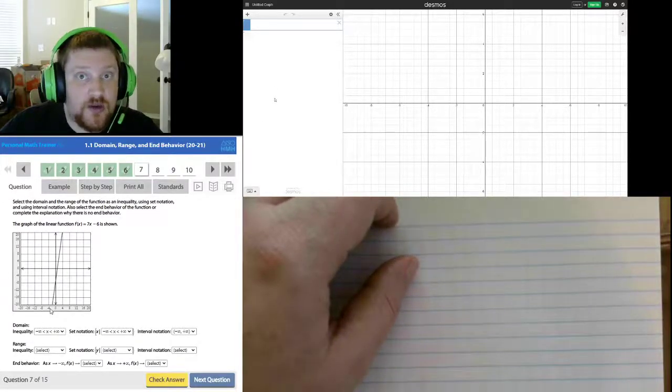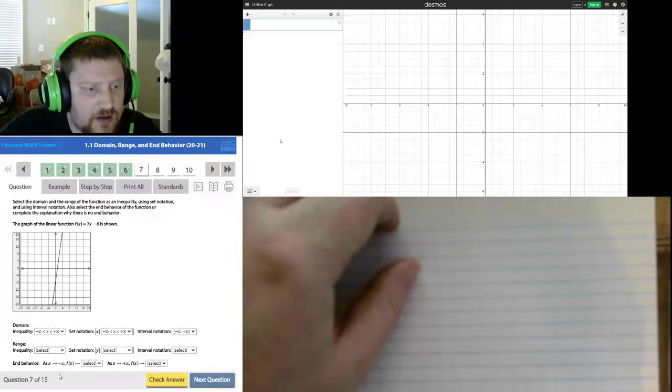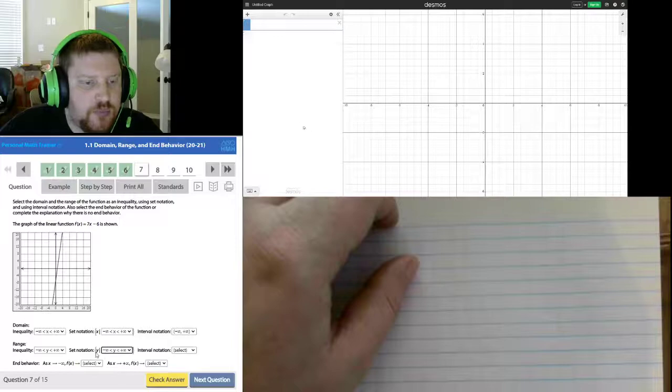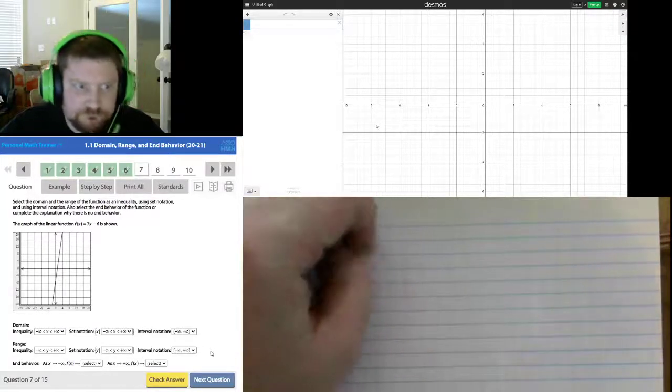Range, negative infinity to infinity. Once again, all real numbers. Once again, making sure that not only do we get the one that doesn't have bars on it, but we need to make sure that we are getting the correct direction as well. Set notation, we just pull the inequality notation into the y such that negative infinity is less than y is less than infinity. Interval notation is going to be the same as above.